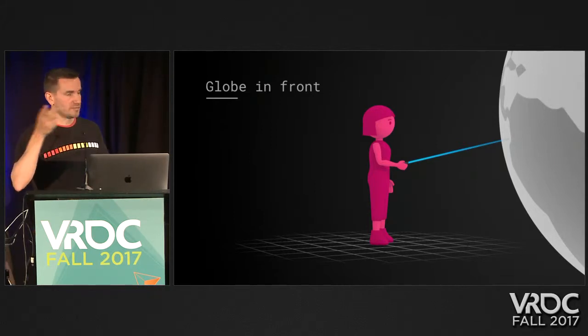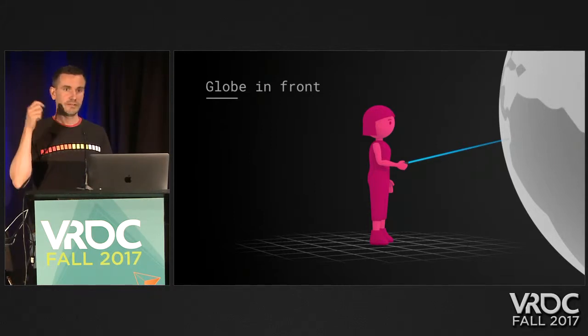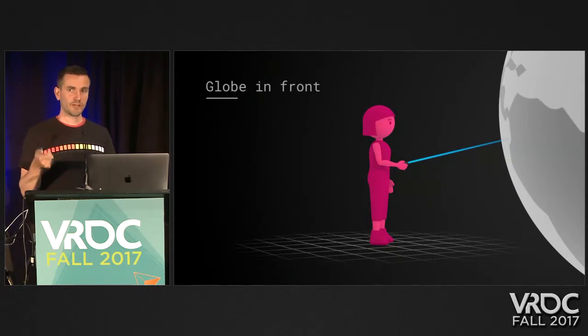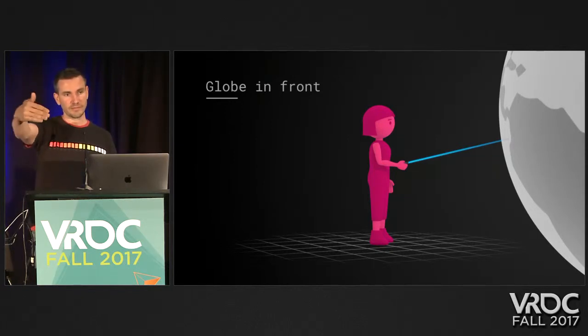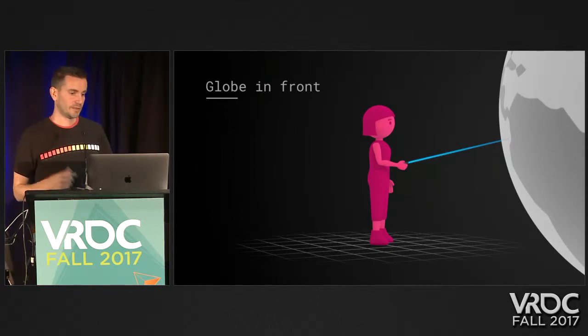Once we did this, users immediately wanted to grab the Earth and zoom in and out. So we use the same flying mechanism to enlarge the Earth or shrink it, and we always keep the surface of the Earth at the same distance. So as it grows, it doesn't engulf them.